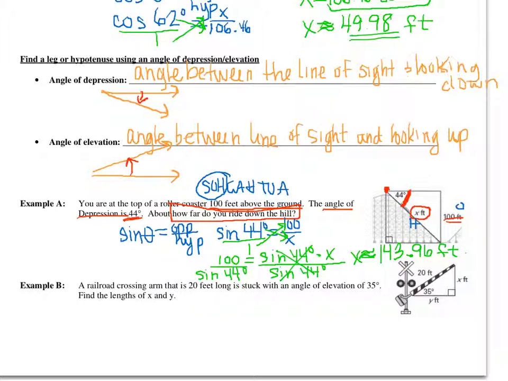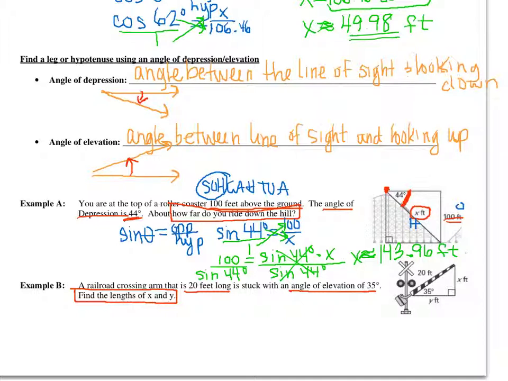Let's look at the next problem here. It says a railroad crossing arm that is 20 feet long, so that's a key piece of information, is stuck at an angle of elevation of 35 degrees. That's another key piece. Find the lengths of x and y. That's directions, so I'm going to highlight that. So I'm guessing I'm going to have to use one of my things, sine, cosine, or tangent, one of my trig functions, to find the lengths of the unknown legs.